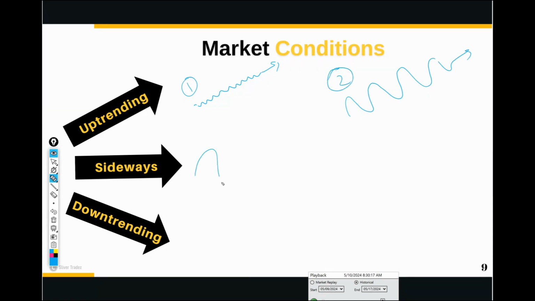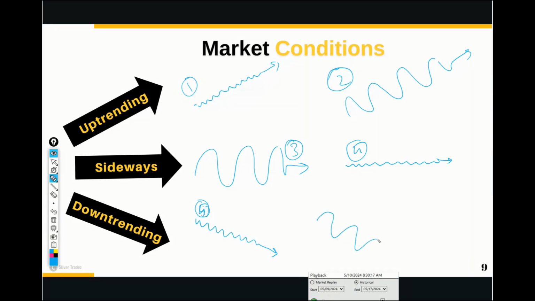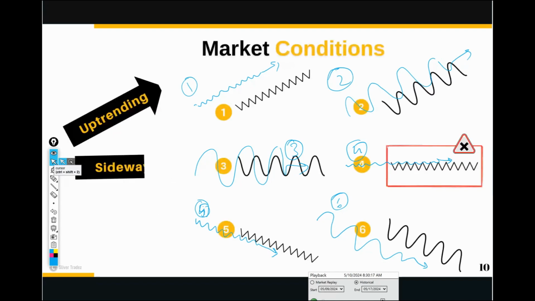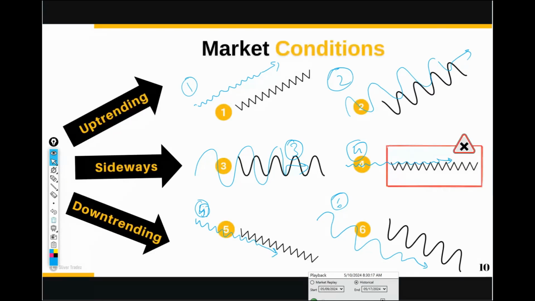Sideways could be making swings. Number three, sideways could be in a very narrow range, flat almost. That's number four. And then downtrend could be condition number five in a very narrow range. And downtrend could be making swings. This is what I had covered.